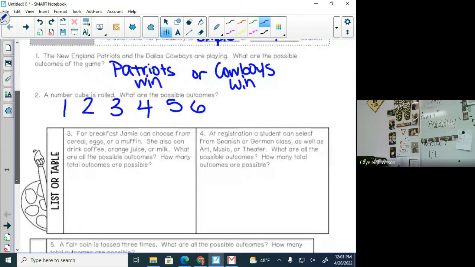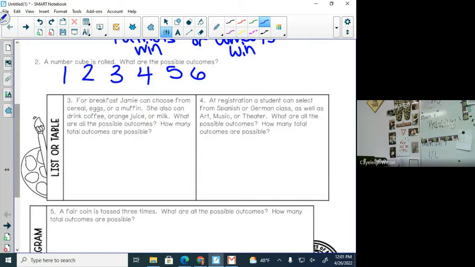All right, so moving into number 3 here, it says make a list or table. I'm going to show you my list, table, and tree diagram are kind of all in one. It says, for breakfast, Jamie can choose from cereal, eggs, or a muffin. And she can also drink coffee, orange juice, or milk. What are all the possible outcomes and how many total outcomes are possible? First of all, she gets to pick her breakfast food. What are her options? Cereal, eggs, or muffin. So we're going to write cereal, eggs, and a muffin. Those are her food choices.